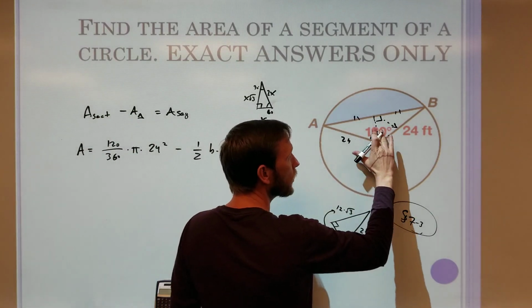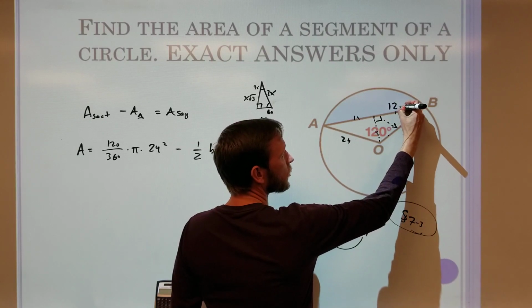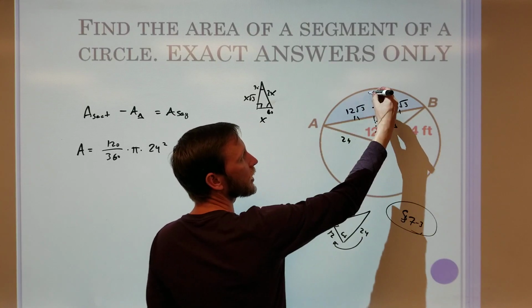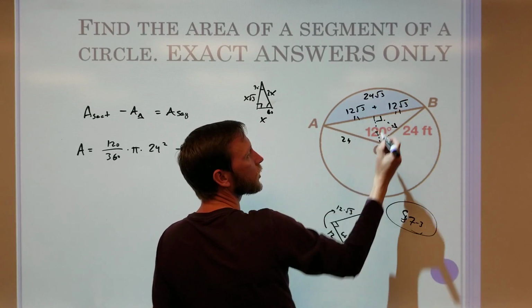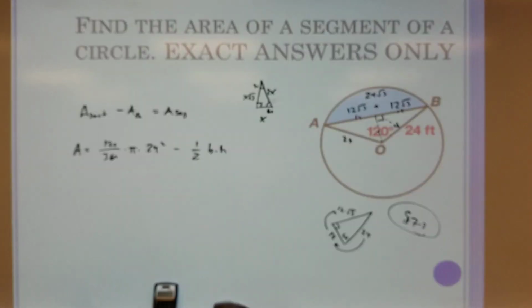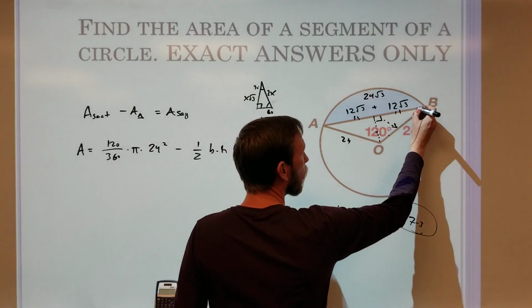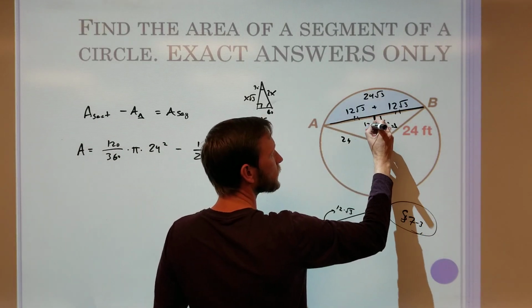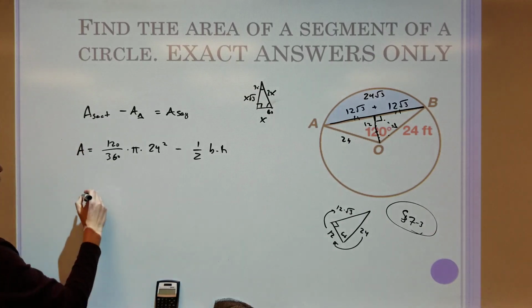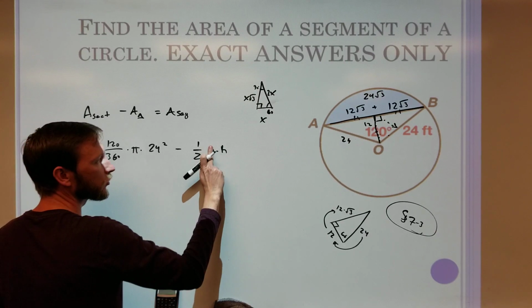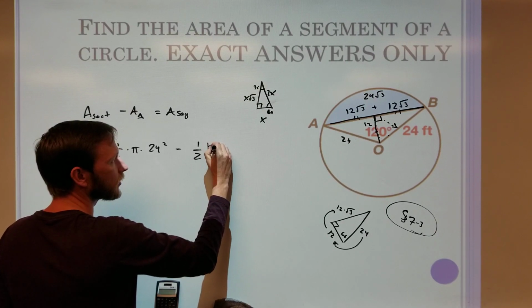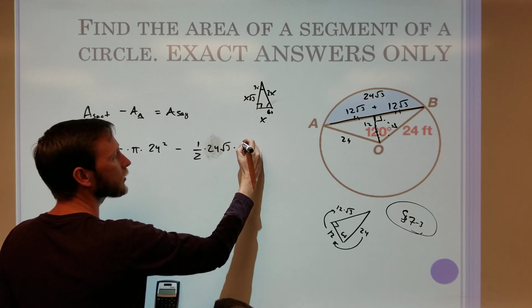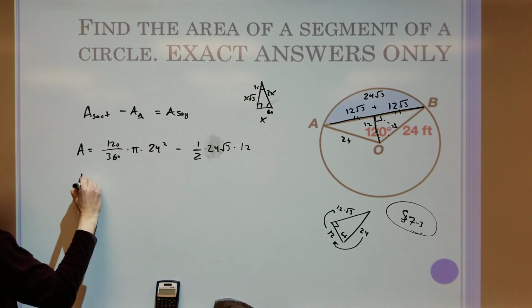We now know the length here is 12 square roots of 3, so we know the length here is also 12 square roots of 3. When we add those together, we get 24 square roots of 3 is the base of triangle AOB. All right, that's this whole length right here, 24 square roots of 3. The height is 12 feet. So we can put in those values: the base is 24 square roots of 3, the height is 12. And now we get to do our computation.